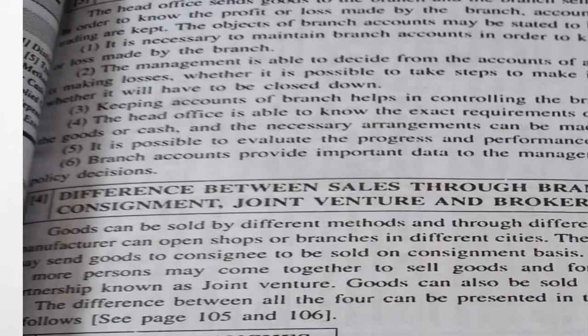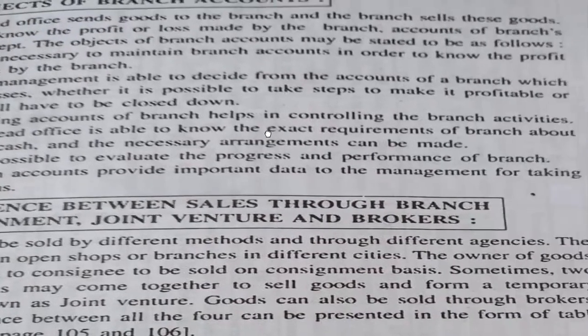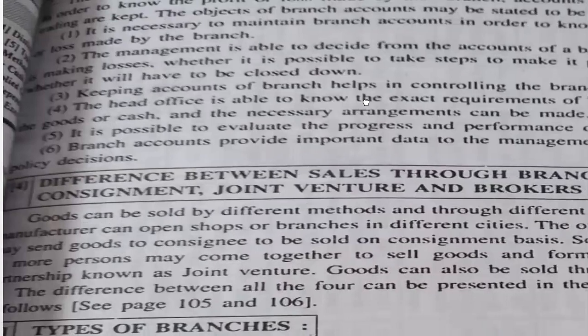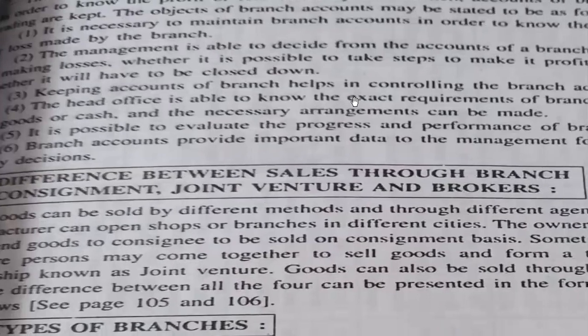Now, third objective is keeping accounts of branch helps in controlling the branch activities. By making the branch account, we are able to control our branch offices. So we are able to control our branch transactions as well.